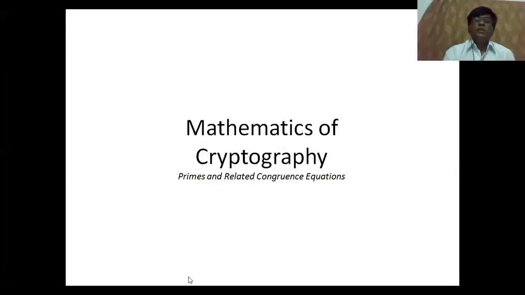So particularly, we should know about the prime numbers and the related congruency equations. So why should you learn them? Why do we have to learn the prime numbers? Actually, in asymmetric cryptography, we use the prime numbers for encryption and decryption.